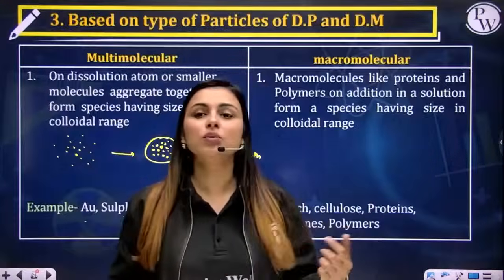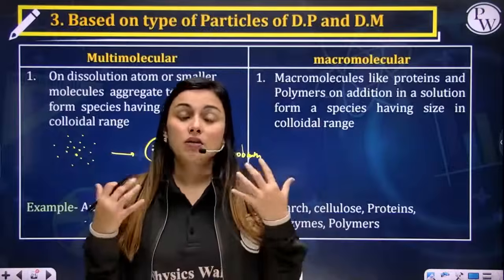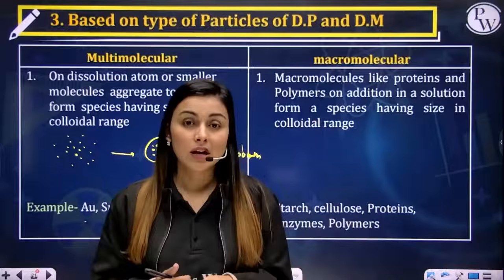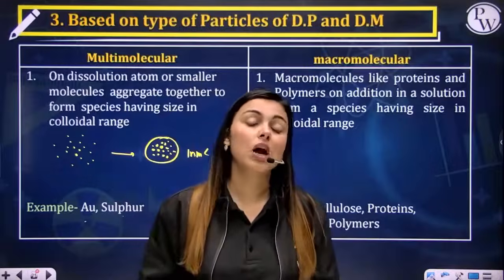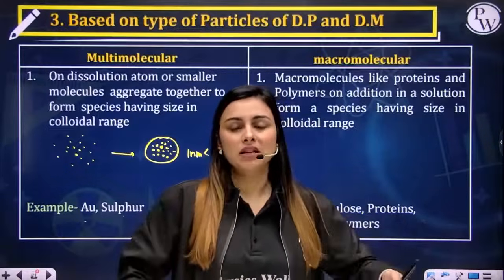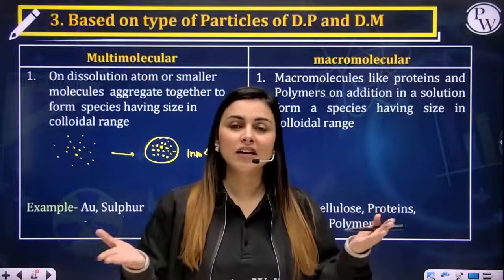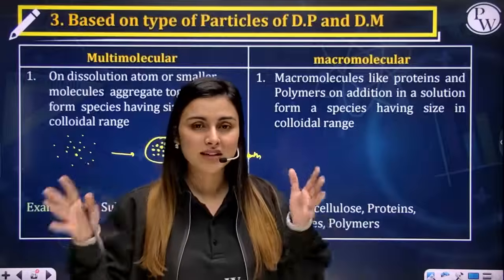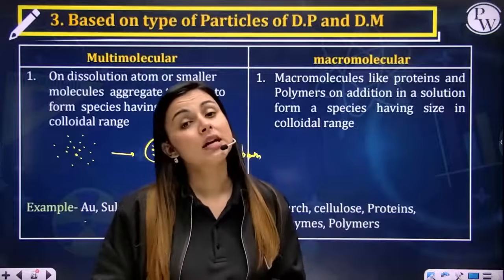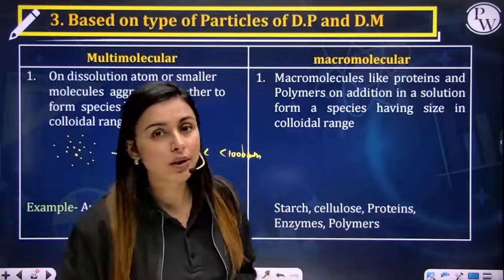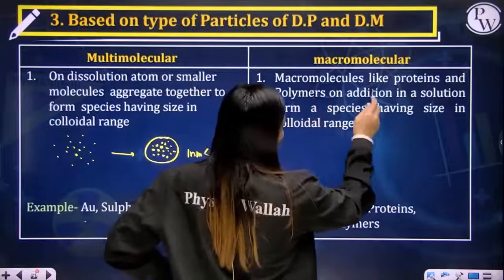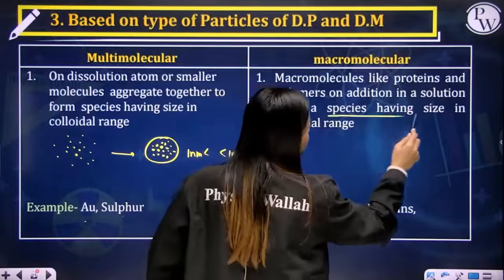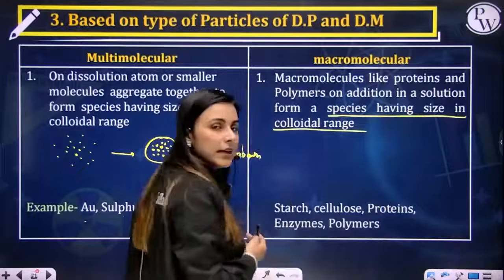Now macromolecules are the molecules which individually have a very large size, more than 1000 nanometer. They want to come to the colloidal range. How will they come to the colloidal range? They'll break themselves, and eventually they will come to the range of the colloidal form, that is 1 nanometer to 1000 nanometer, and this is how they form a colloid. Okay, so let's see. Macromolecules like proteins, polymers, on addition of a solution form a species having the size in the colloidal range.